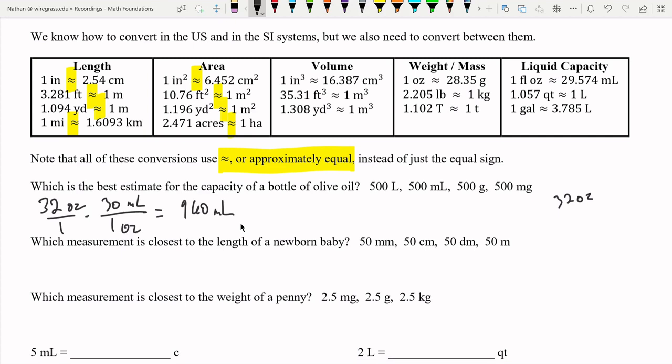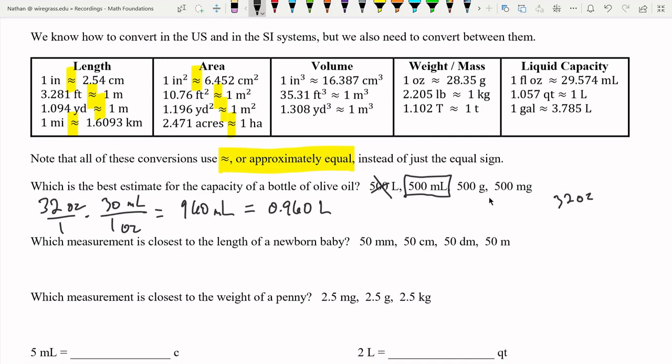And 960 milliliters, right? This is close to 500 milliliters. That's probably going to be closer to a 16-ounce bottle, but that's fine. 500 liters, however, is way, way, way bigger, right? We're talking about milliliters. This is approximately 1 liter, right? This is equal to 0.960 liters. 500 liters is 500 times that? No, that's way too big. So 500 liters doesn't make sense.